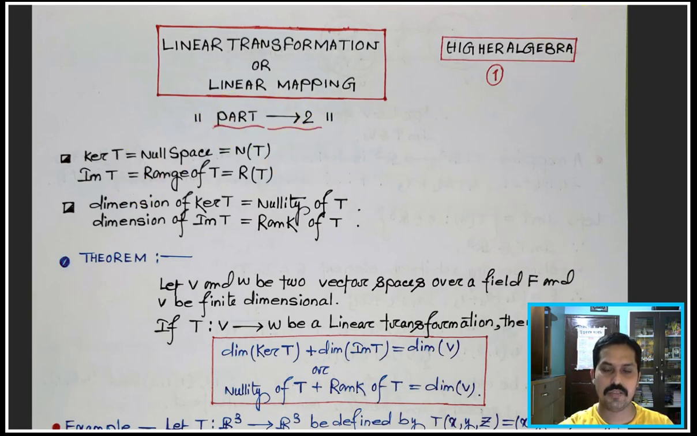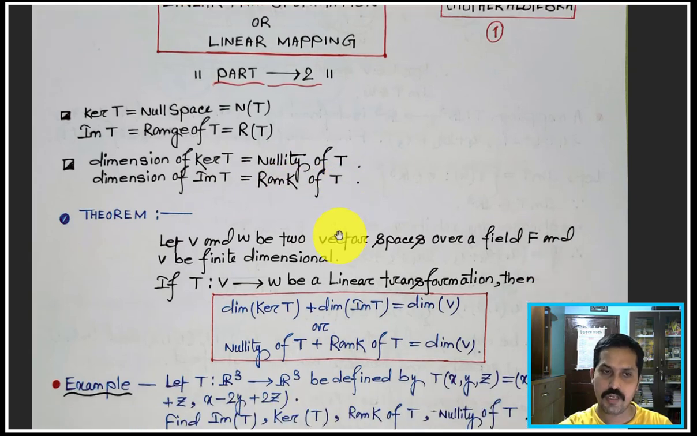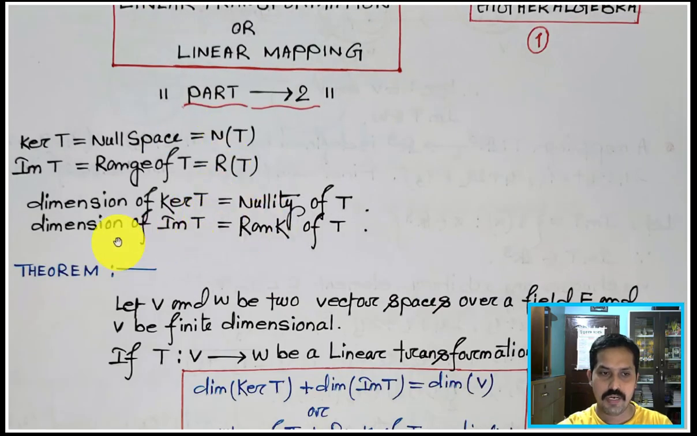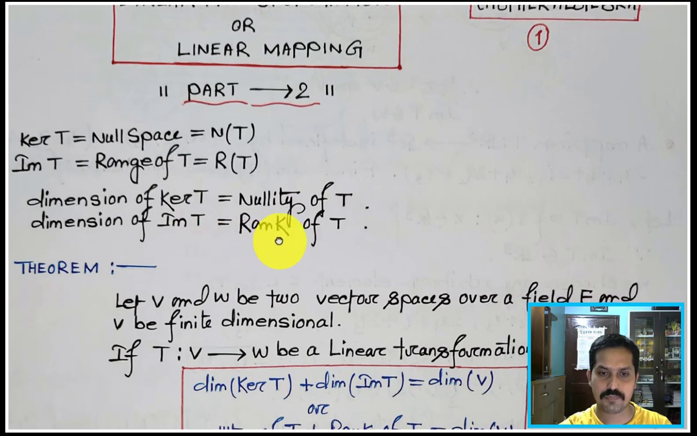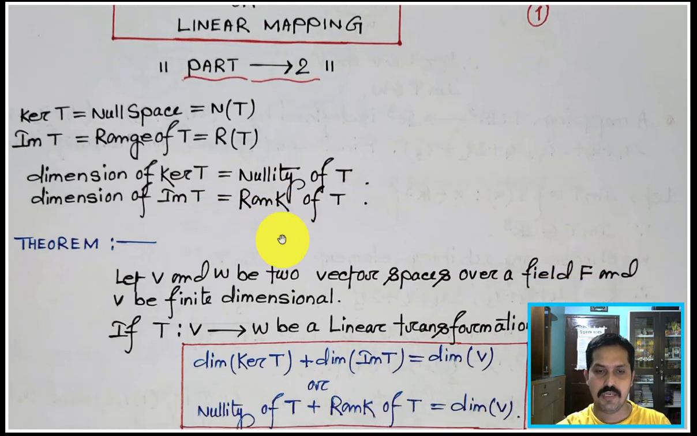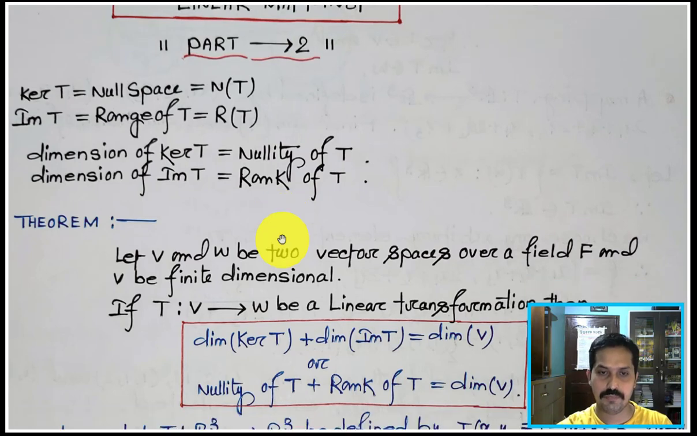The dimension of ker-T is called nullity of T, whereas the dimension of imT is called rank of T. Okay, just remember these two terms. Dimension of ker-T is known as nullity of T, and dimension of imT is known as rank of T. Now there is a very important theorem.